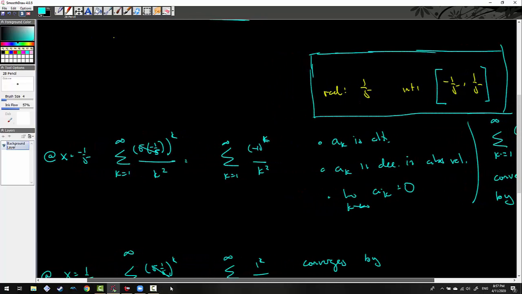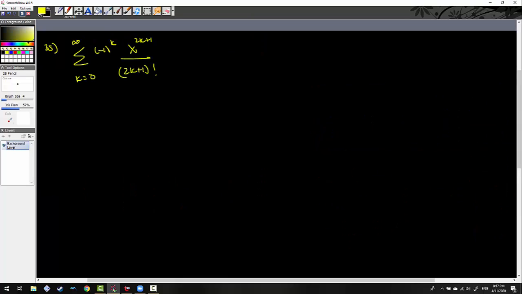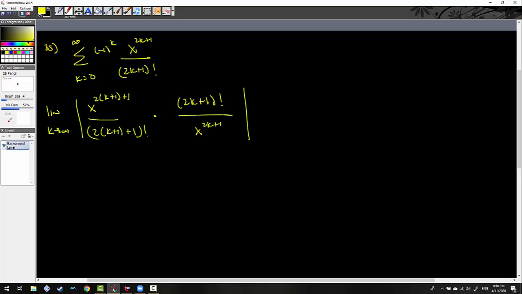Alright, let's take a look at the last problem, number 35. We are being asked once again to find the radius and interval of convergence of this particular series. So again, it really boils down to one main weapon: the ratio test for absolute convergence. And I will see how this thing pans out. So it'll be x to the 2k plus 1 plus 1 over 2k plus 1 plus 1 factorial times 2k plus 1 factorial over x to the 2k plus 1.